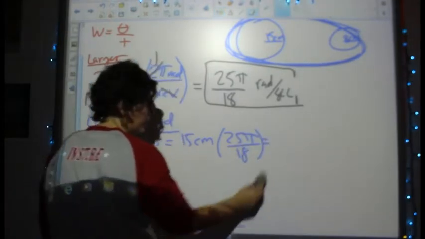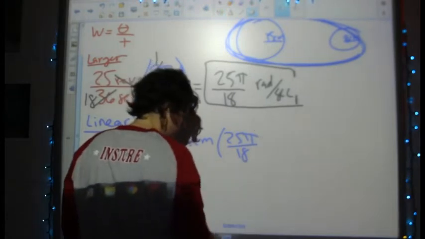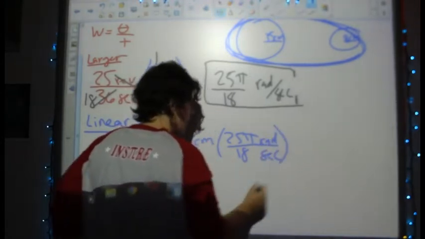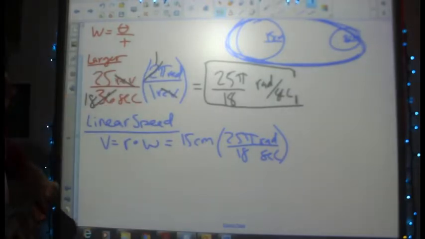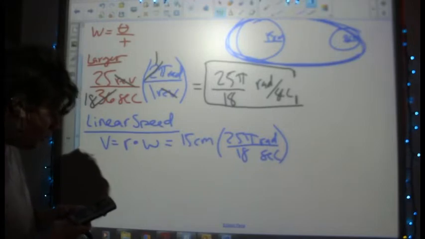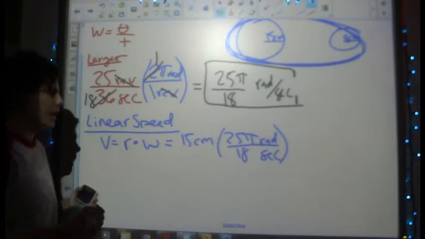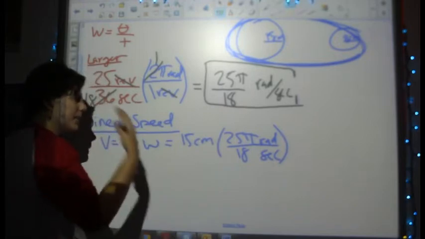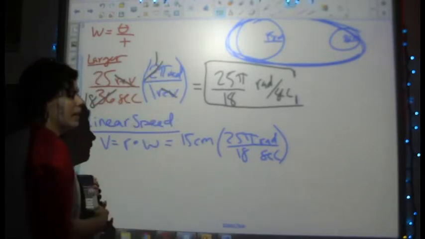equals, oh, I forgot my units. Always, always write your units. You want to always make sure you've got those there. Radians per second. All right, so when I multiply through, I could use my calculator and do 25 divided by 18 times 15, but it's going to give me a weird decimal, and I need my answer to be exact for the other part.